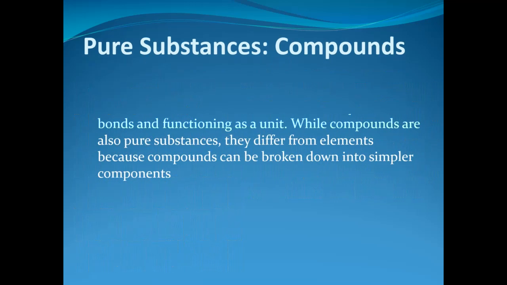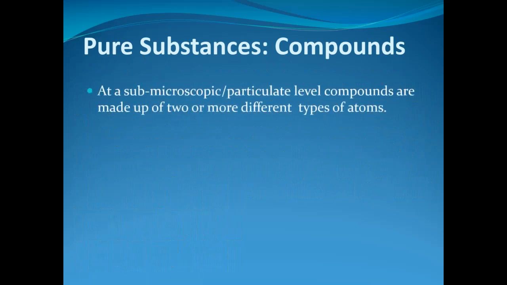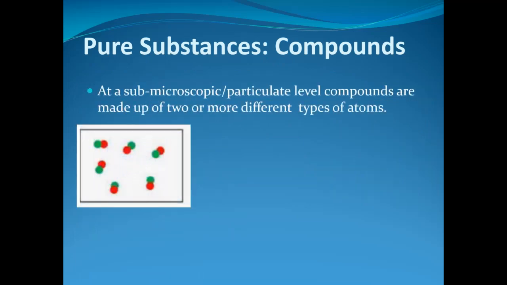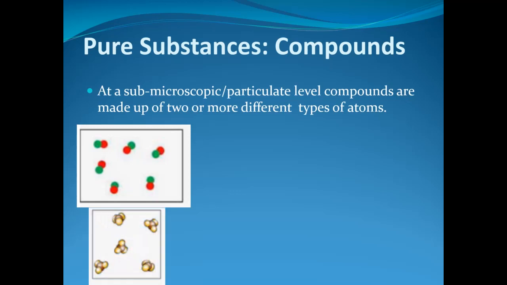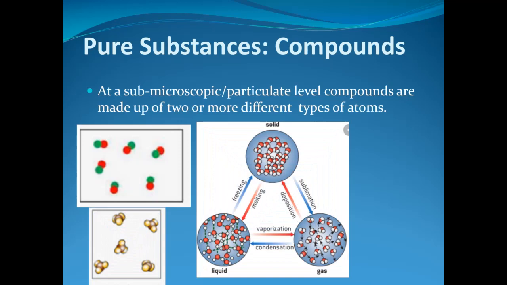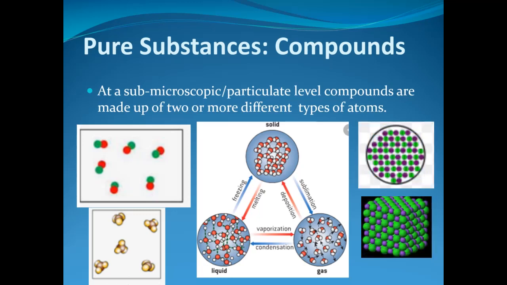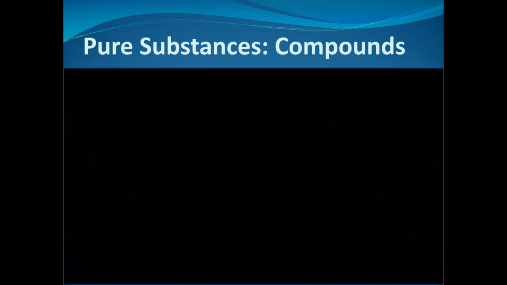So now, at a submicroscopic level, compounds are made up of two or more different types of atoms. So there is one example. That is a compound represented by a green and red ball, therefore two different atoms making it up. There is ammonia, a representation of ammonia. There is water, one oxygen, two hydrogens in the solid, liquid, and gas phase. And there is a representation, first 3D representation, and then a cross-section of sodium chloride, which is an ionic substance or salt. So those are examples of compounds.